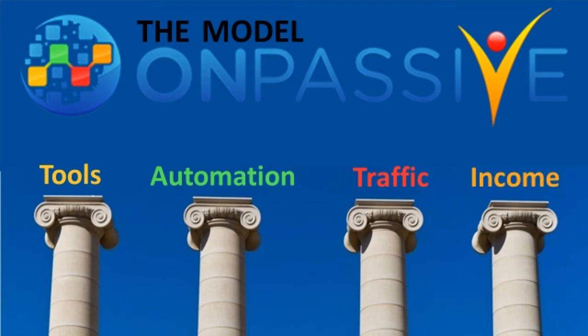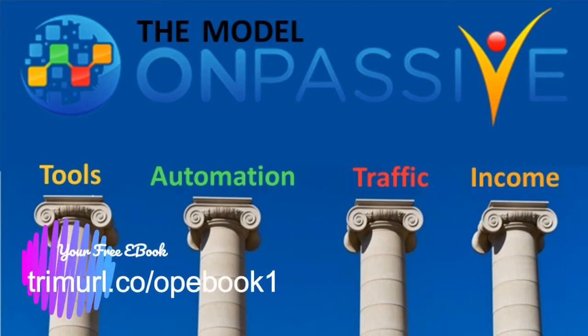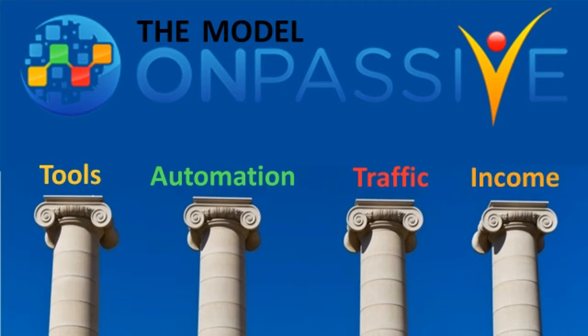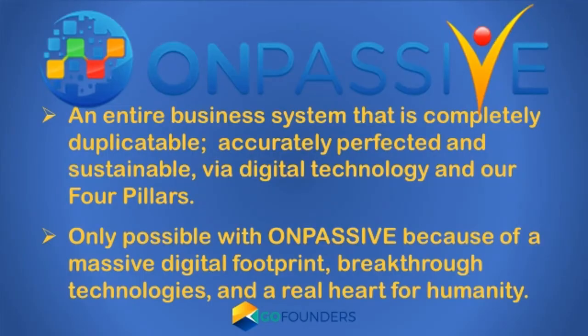I did a little poll yesterday in the community at GoFounders, and this video, which is a short version of the 4 pillars topic, is the result of that. In this, we're going to outline how we can make an entire business system that's completely duplicatable, accurately perfected, and sustainable through using digital technology and our 4 pillars. This is only possible with Onpassive because of the massive digital footprint, the breakthrough technologies, and of course the heart for humanity that we have.